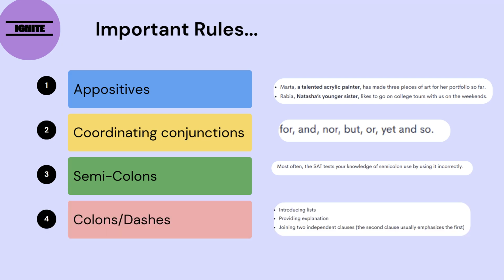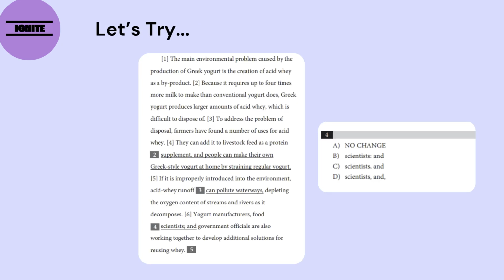And the last are colons or dashes. A basic explanation is introducing lists or providing an explanation. Again, we go back to joining two independent clauses, and these clauses are usually related to each other. In most cases, the SAT is going to test you on when to use periods, dashes, or colons. Now, let's try answering one of these questions.